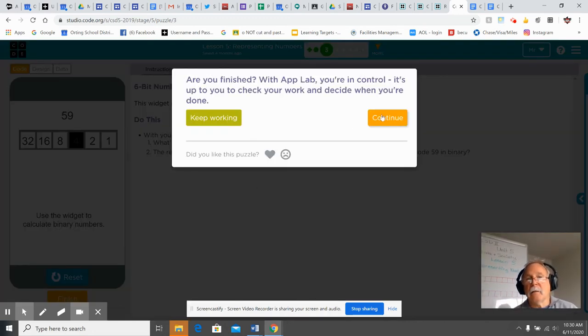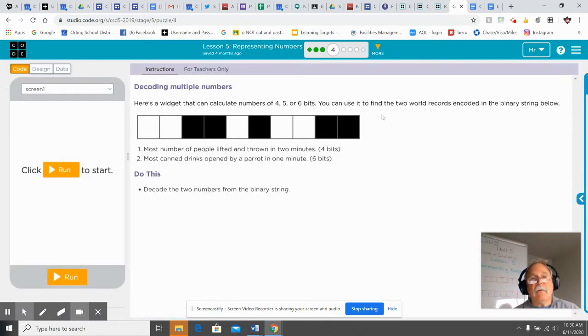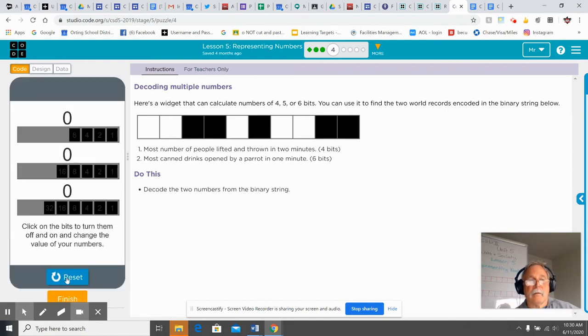Okay, so we are now in bubble number 4. Okay, decoding multiple numbers. Here's a widget that can calculate 4, 5, and 6 bits. You can use it to find two world records encoded in the binary string below. Okay, the most number of people lifted and thrown in 2 minutes using a 4-bit. Okay, so if we go ahead and run it, here it is, 4 bits.